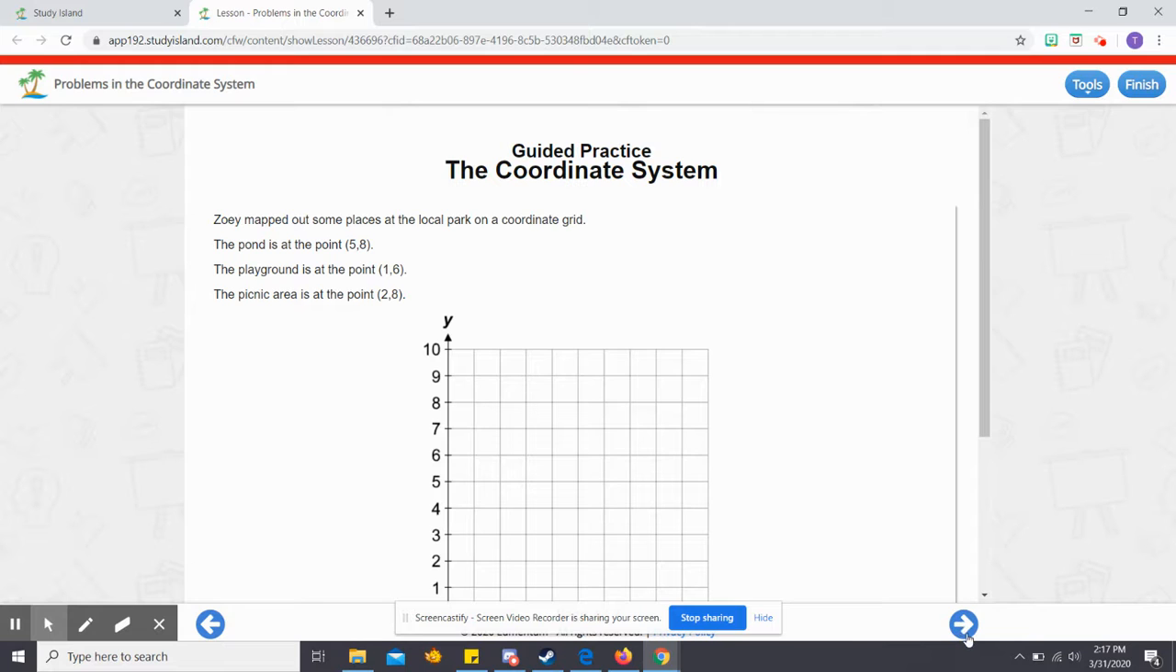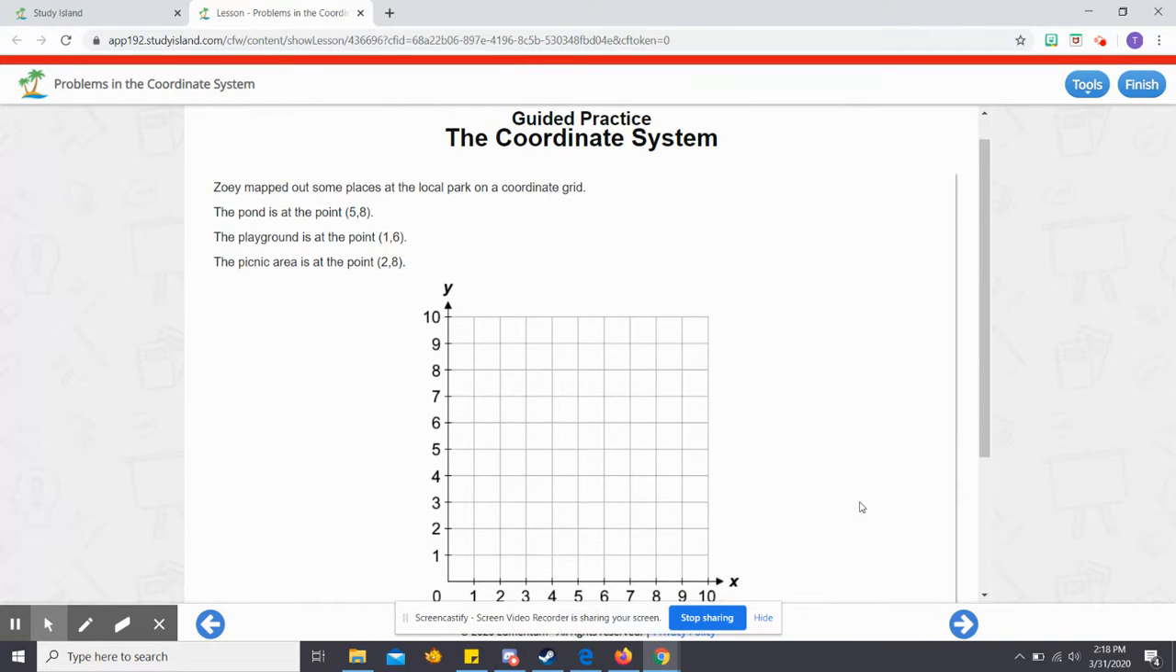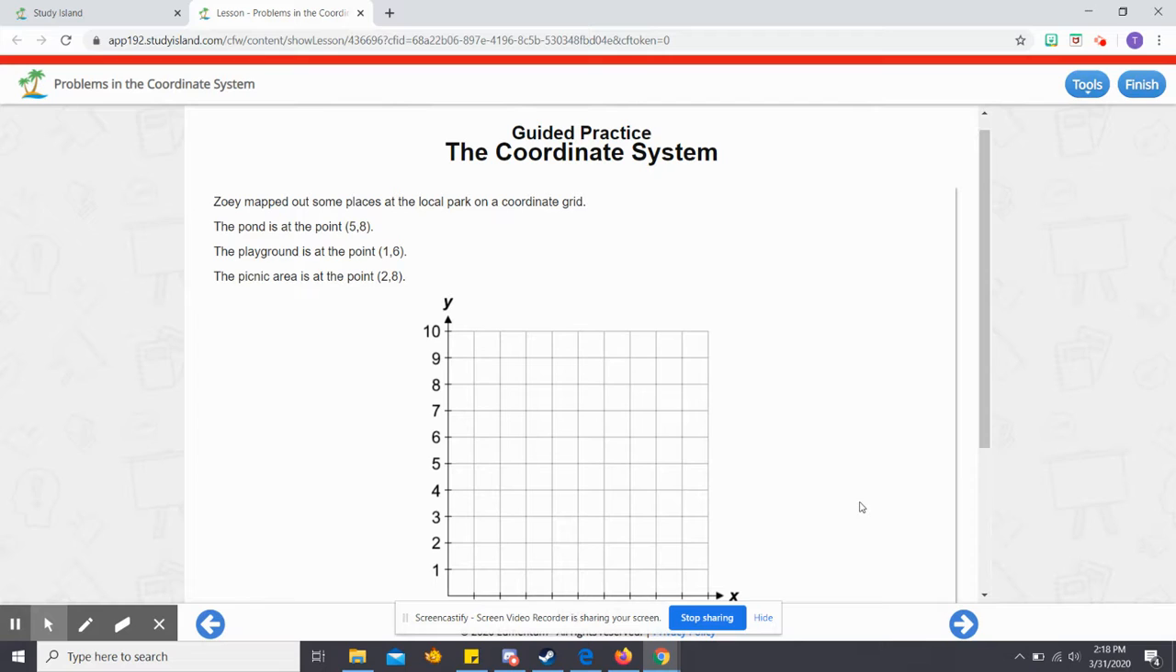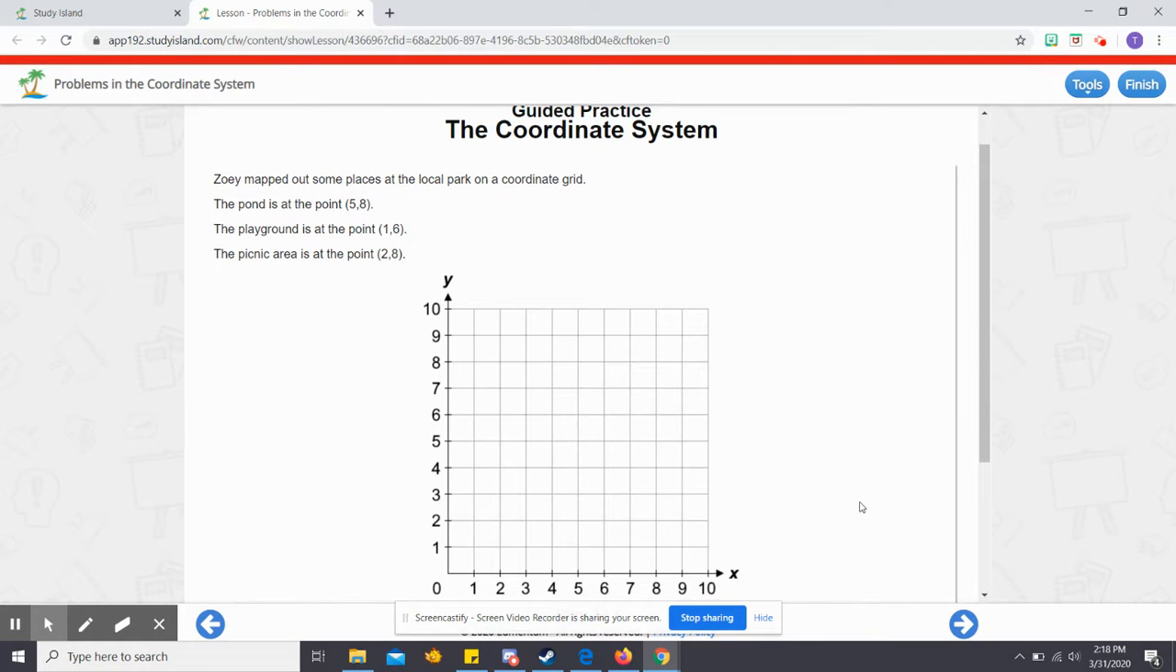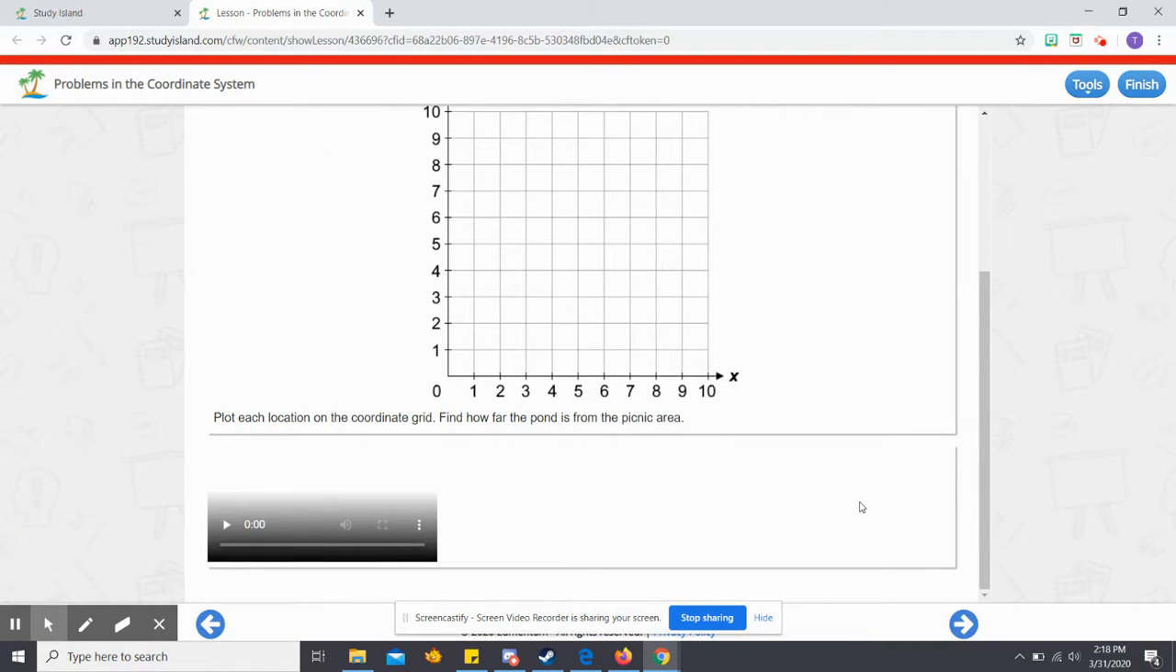So on the second one, when I use the little arrow down there, we're going to see guided practice, the coordinate system. Zoe mapped out some places at the local park on a coordinate grid. The pond is at (5, 8), the playground is at the point (1, 6), the picnic area is at the point (2, 8). It says plot, which means I'm going to put a dot on the graph. That's what plot means. Plot each location, meaning where it is, using the numbers, on the coordinate grid.